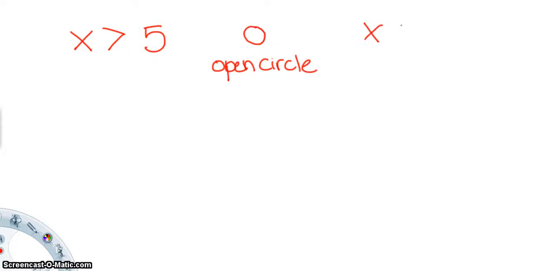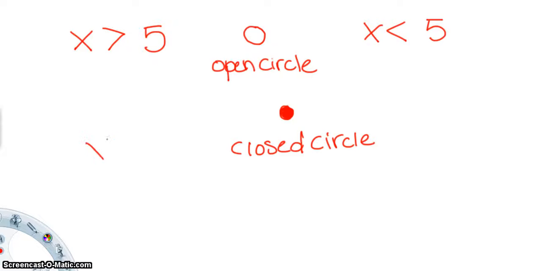So for x is greater than some number, we'll say 5, we're going to have an open circle. We're also going to have an open circle when we have x is less than 5. We're going to have a closed circle, which is a dot that we're going to color in on the number line, like so, for when we have x is greater than or equal to 5, and when x is less than or equal to 5.